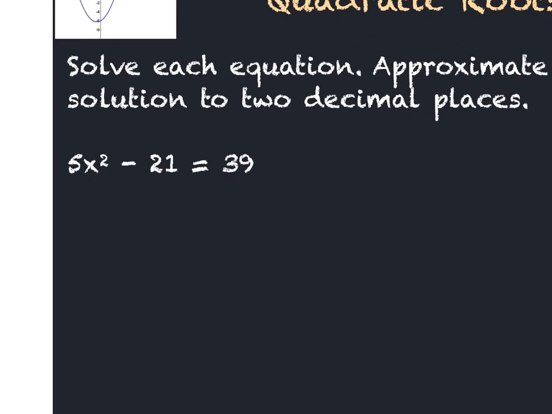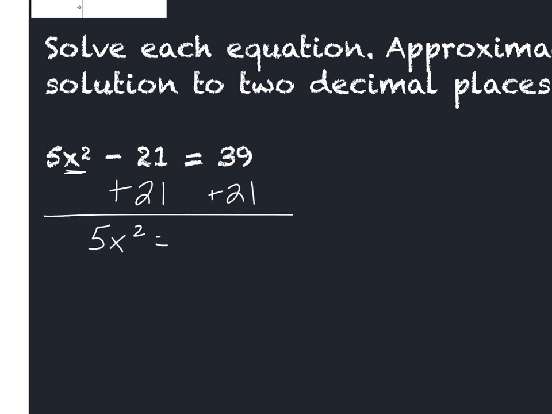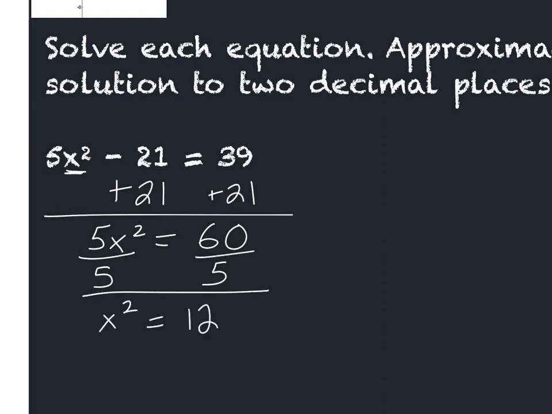All right, so here we have 5x squared minus 21 equals 39. So your first step is going to be to isolate x squared, and get x squared by itself. Solve for x squared. So the way you would do that is you would first add 21 on both sides. Solve this equation like you would any other equation. And that would give you 5x squared equals 60. Then your next step is going to be to divide both sides by 5. And if you divide both sides by 5, you get x squared equals 12.